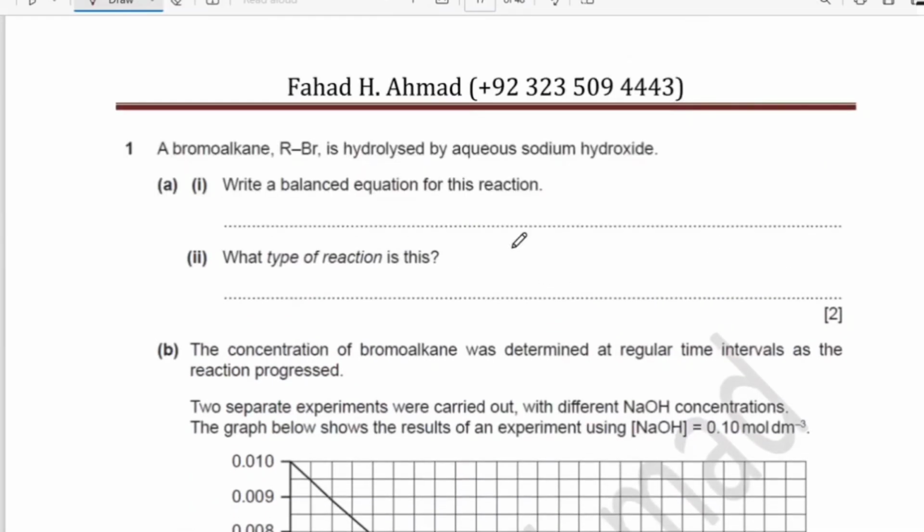The reaction between a bromoalkane, R is the carbon chain. So there's a bromoalkane, it's being hydrolyzed by NaOH.